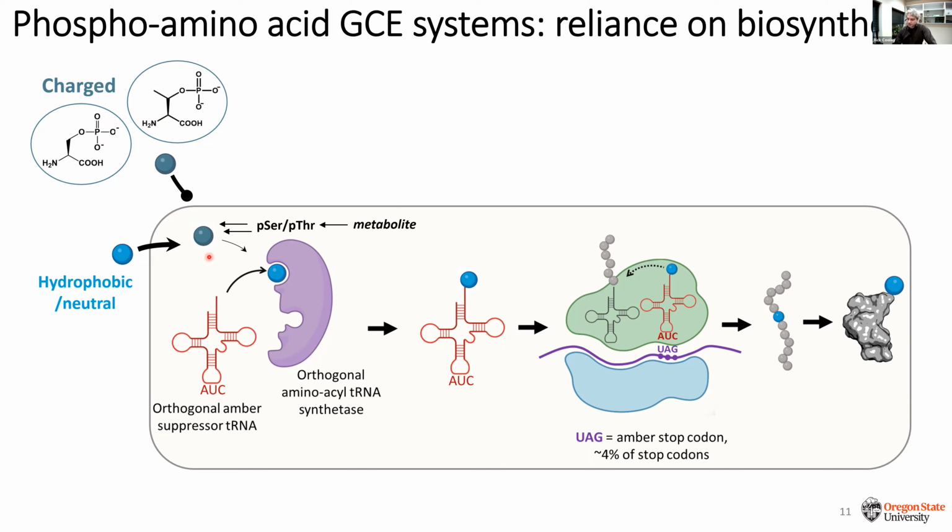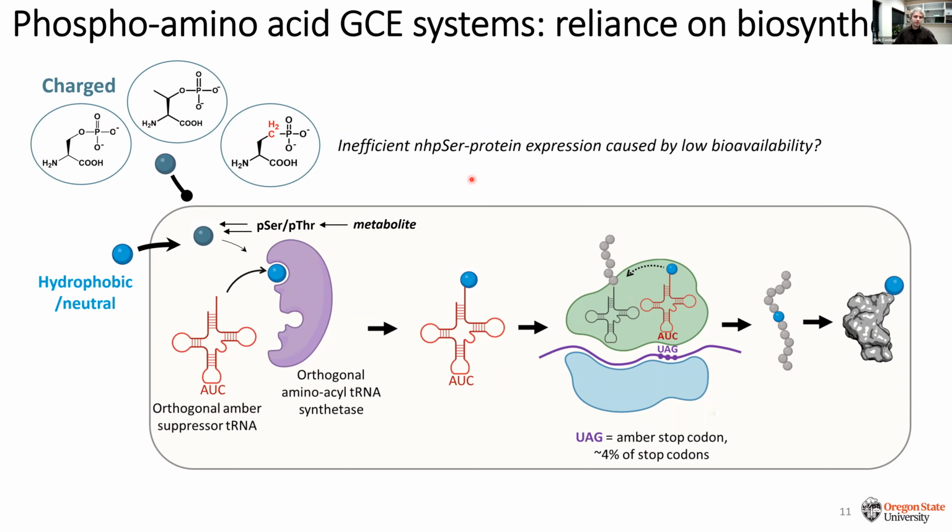And so we were thinking that, okay, if we're adding non-hydrolyzable phosphoserine to the media, it's probably doing the same thing. It's just not getting inside the cell. And so our low yields weren't a problem with the GCE machinery itself, but we were thinking that maybe the low protein expression was simply caused by low bioavailability. So how do we fix this?